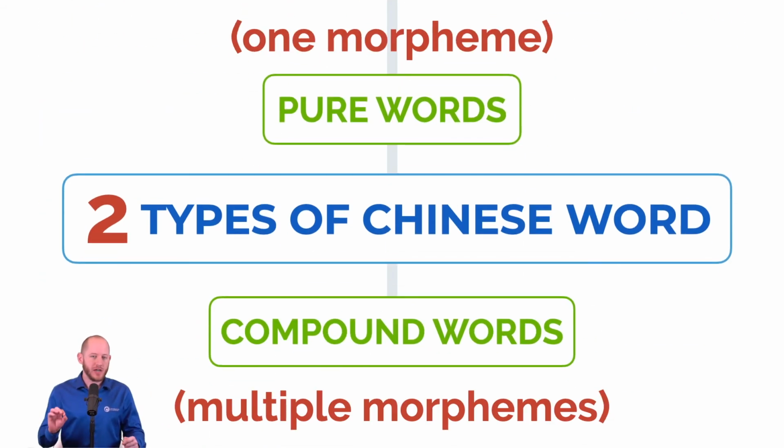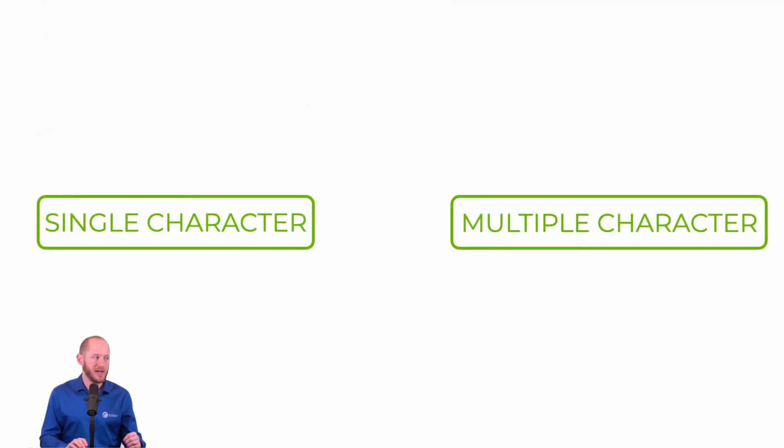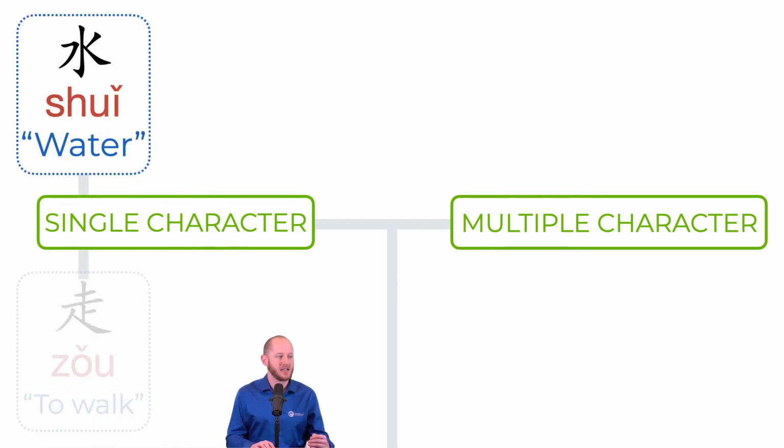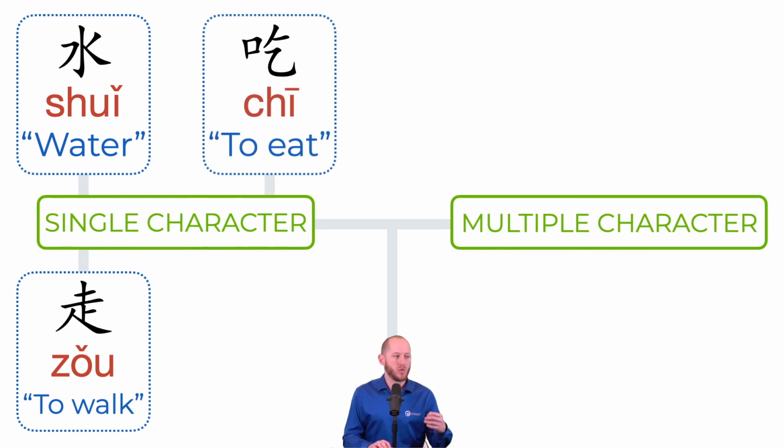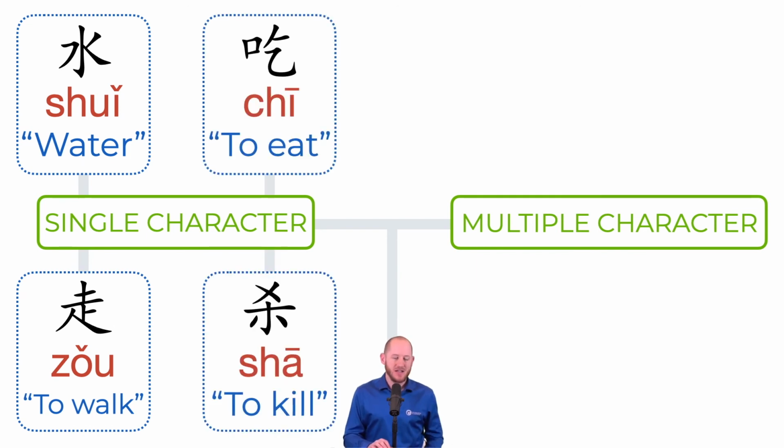Now, we've been talking about morphemes, which are meanings, and some of them are words, some of them are not. So let's talk now about the difference between compound words and pure words. So we're switching from talking about morphemes now to talking about words in and of themselves. So let's first talk about these pure words. So single character words, we've kind of already touched on this. These are things like shui or zhou or chi or sha. They're very ancient usually. They don't tend to have too much extra that you need to know about them, and they tend to cover things that are very basic about the human experience.